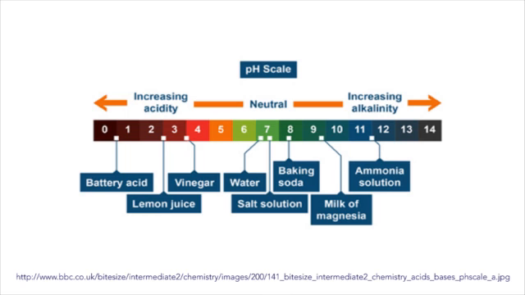Acidic solutions have a pH of less than 7 and turn litmus paper red. Basic, or alkaline solutions, have a pH that is greater than 7 and turn litmus paper blue. Neutral solutions have a pH of 7. To keep it straight, you only need to remember that bases taste bitter and turn paper blue. Bitter, base, blue.